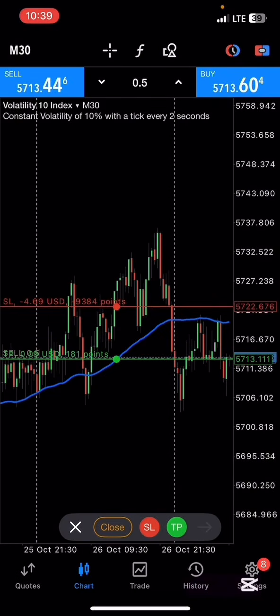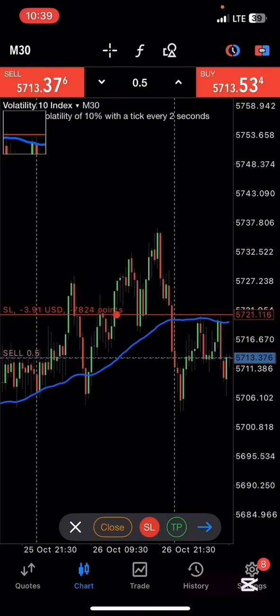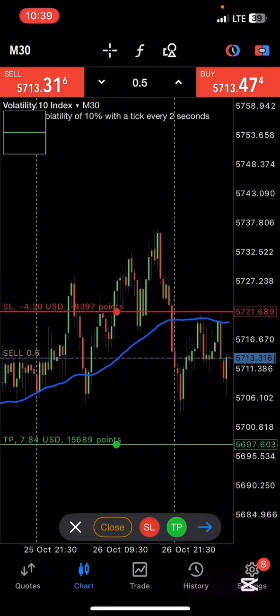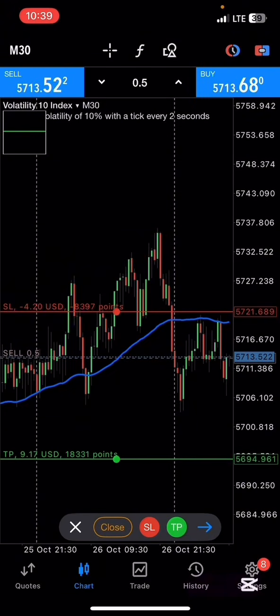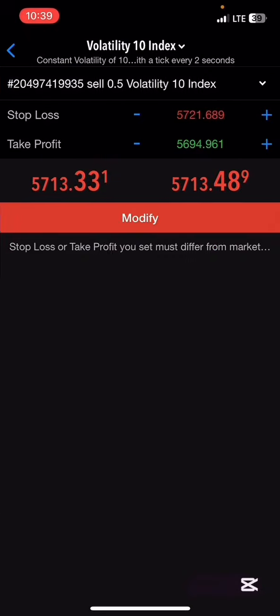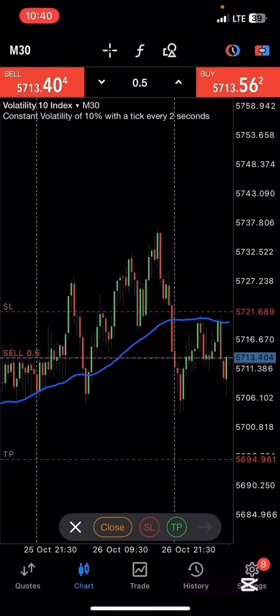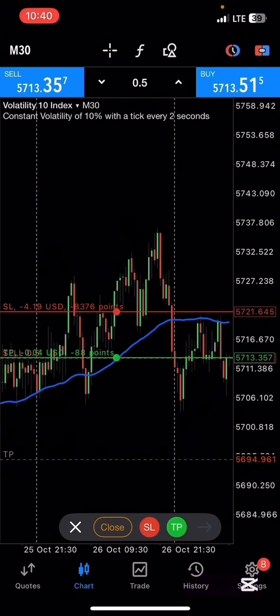Let me just increase this so that you can see exactly what I'm doing. My SL is here, and my TP is going to be $8 plus. Let's keep it at $9 for each of the trade. So I'm going to do the same thing to the second trade.